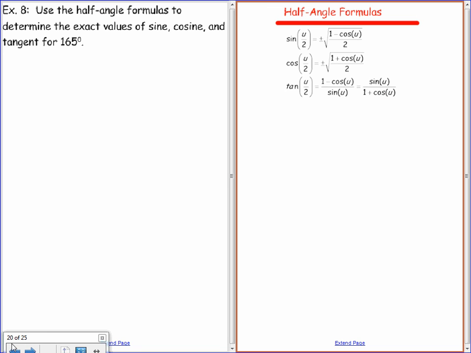Okay, so let's look at example 8. I think we got through sine for everybody, but we did not get through cosine and tangent, and I had 2 other examples I wanted to make sure I got through. So let's just reevaluate things here one more time.